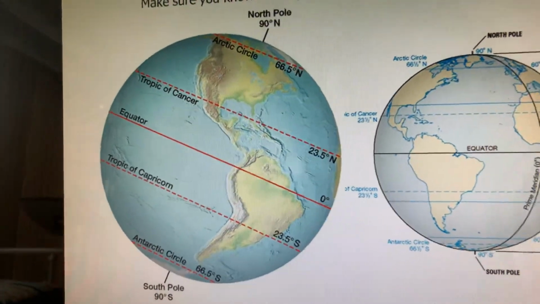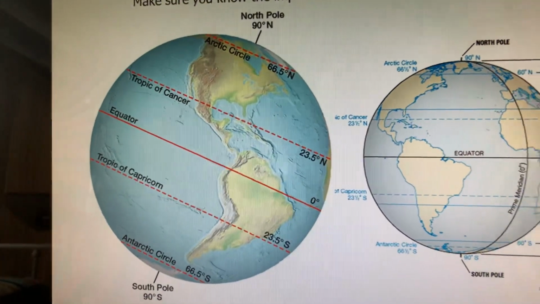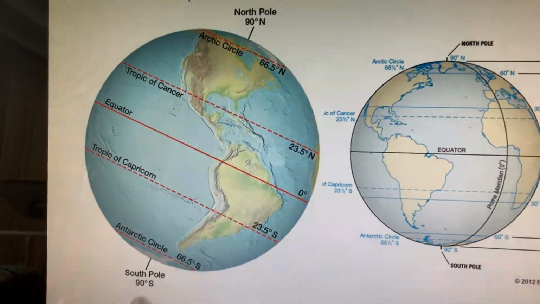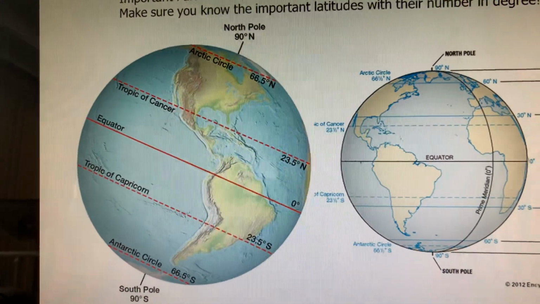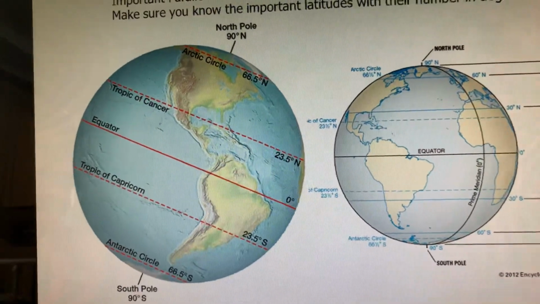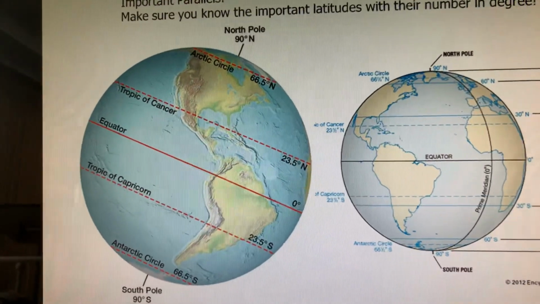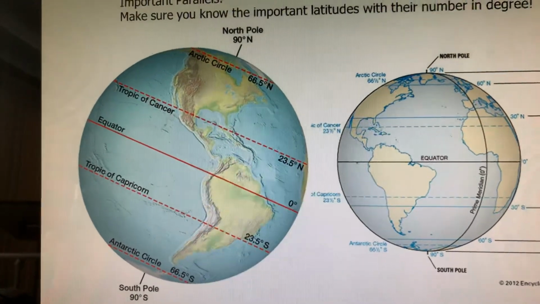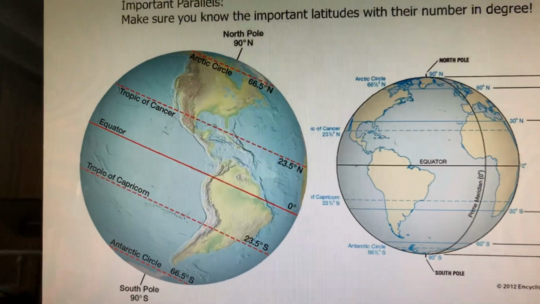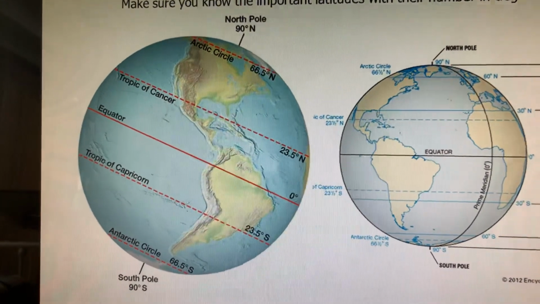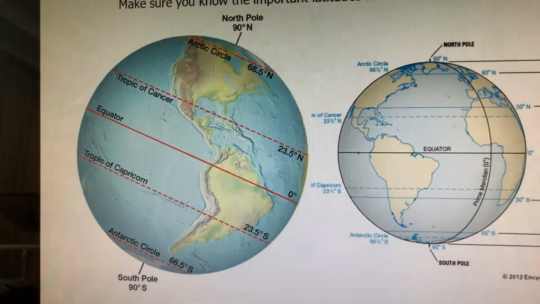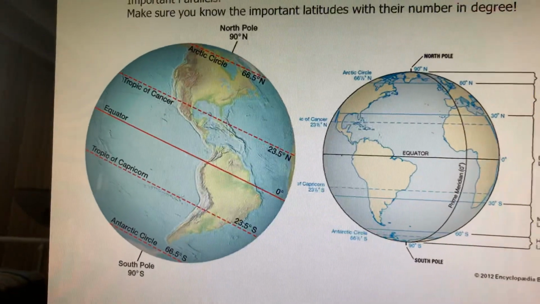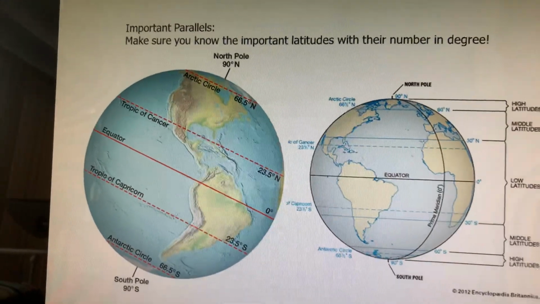It's easy to memorize them because the equator is 0 degrees. On both sides of the equator, as you see here, north and south, you have 23.5 degrees, the latitude for the tropics. So Tropic of Cancer has letter N because it's in the northern hemisphere. Tropic of Capricorn has a letter S. And the Arctic and Antarctic circle, 66.5 degrees. The poles, they're 90 degrees. So these are important lines. You definitely have to memorize them.